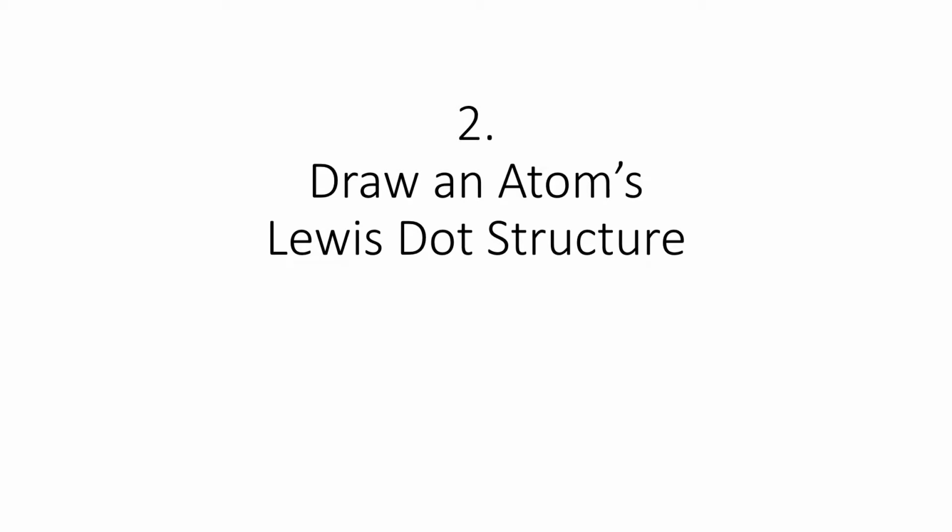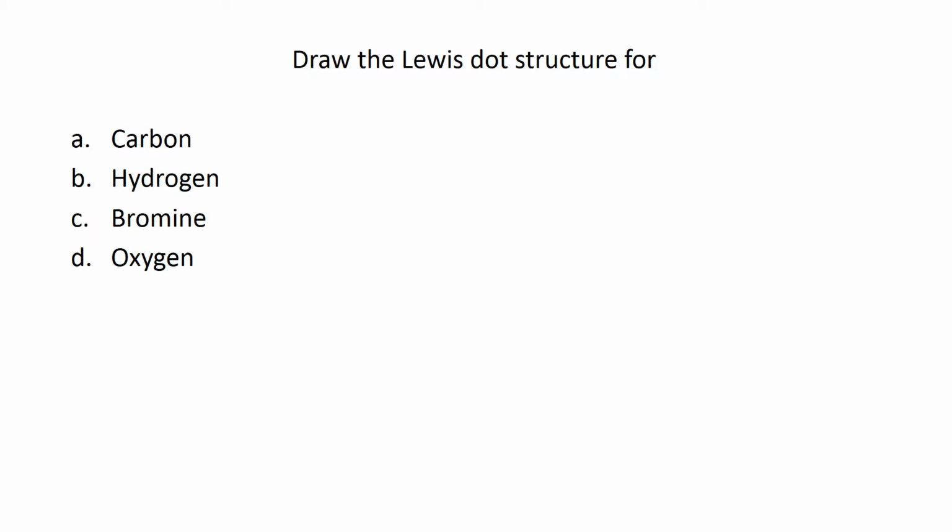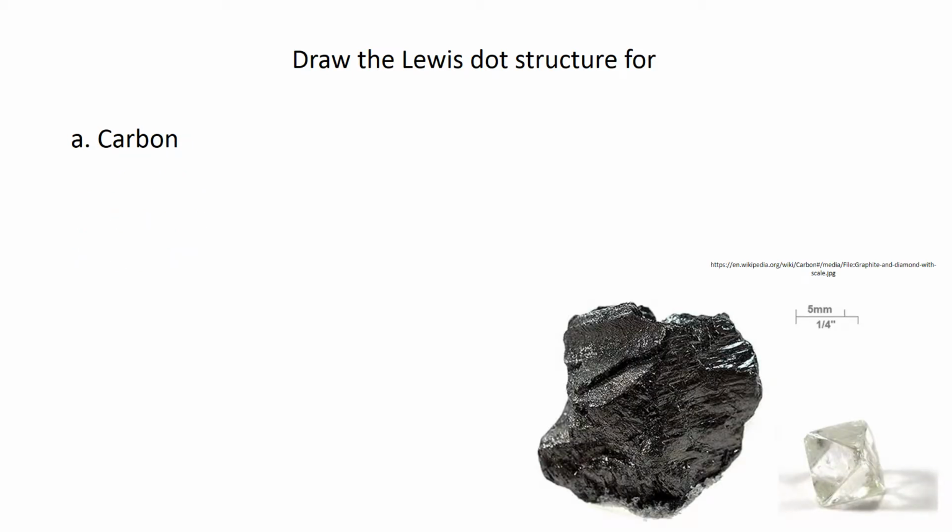Okay, so let's draw an atom's Lewis dot structure. The exercise says to draw the Lewis dot structure for carbon, hydrogen, bromine, and oxygen. So first with carbon, in the bottom right you have different forms of carbon depending on how you smush it together. Carbon is either coal, which is the black, or diamond, which is the right. So coal and diamond are really the same thing, carbon, just smushed together differently, and actually diamond is the less stable form and spontaneously turns into coal over long periods of time.